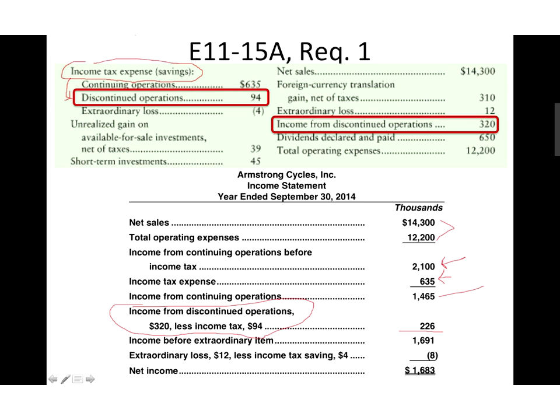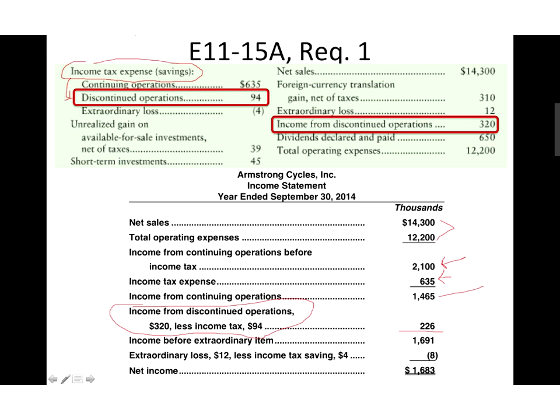So it tells us we have $320,000 of income from discontinued operations. Now, we put it on our tax return, and we have to pay tax on it. And in the left-hand column, it tells us that we're going to pay $94,000 of tax on this $320,000 of income. So what we do on our statement is we show it net of tax. We say, well, we're getting $320,000. We're going to pay $94,000 of income tax. So the net benefit from this discontinued operations is $226,000.